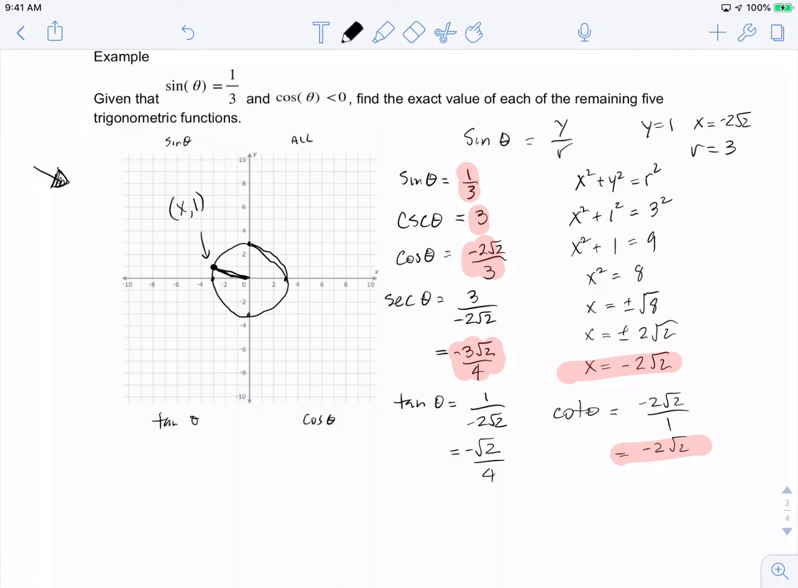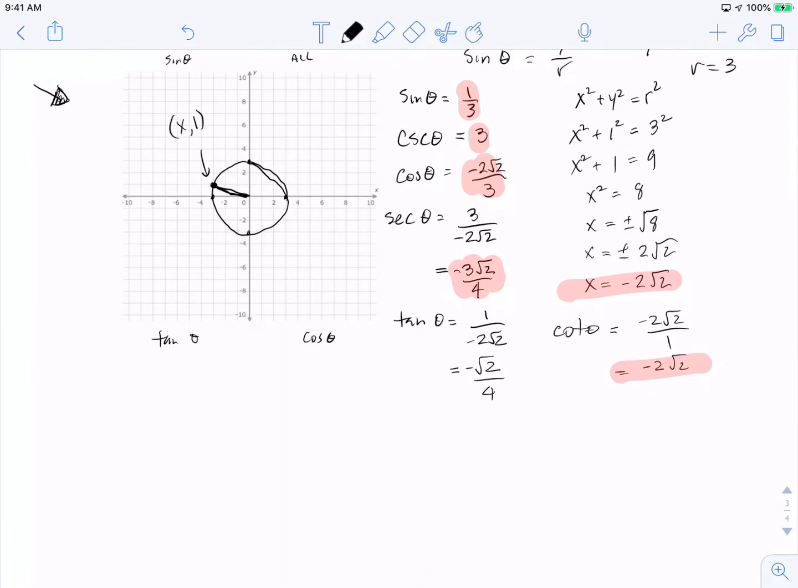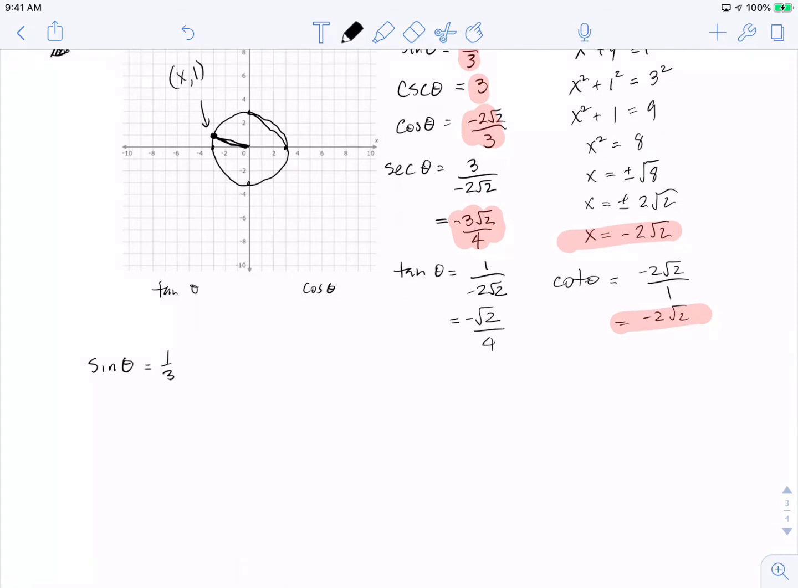So that's one way to do it. Another way to do it would be to use the identities that I just gave you. So let's try and attack it that way. So again, remember, we have sine theta was equal to 1/3. And then we're going to use the identity to solve it. So I'm going to use sine squared theta plus cosine squared theta is equal to 1. So this is just another way to do it.